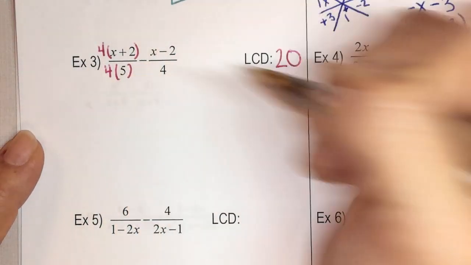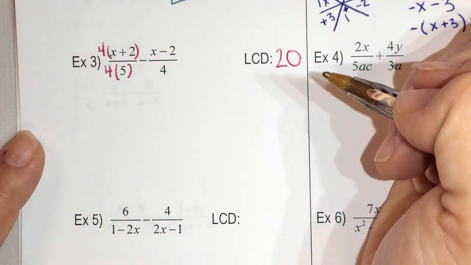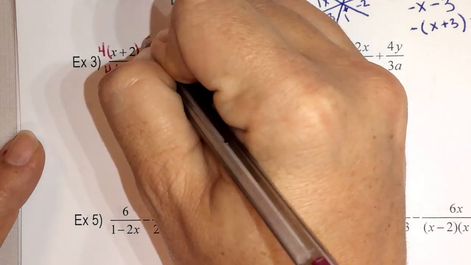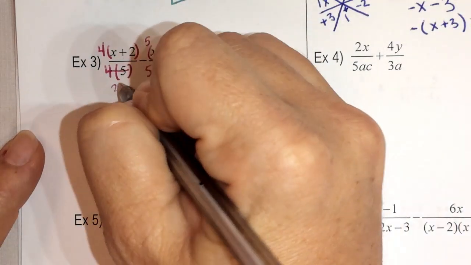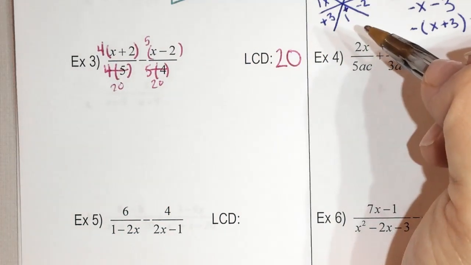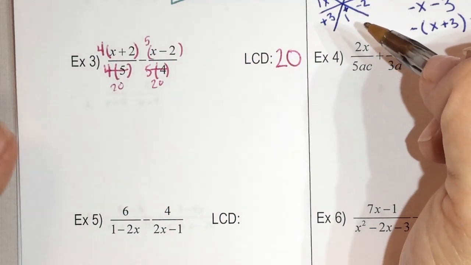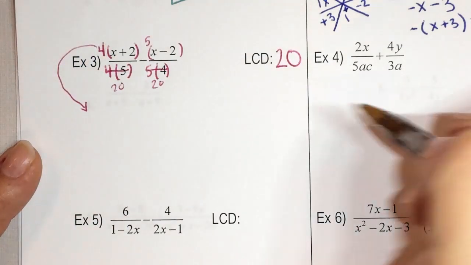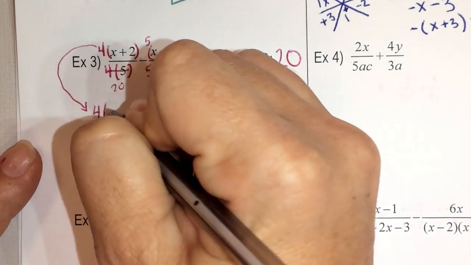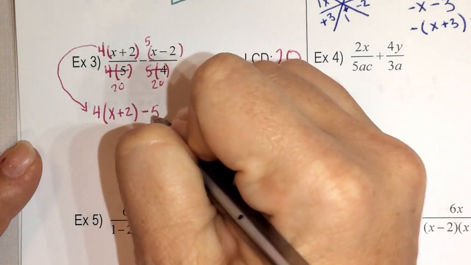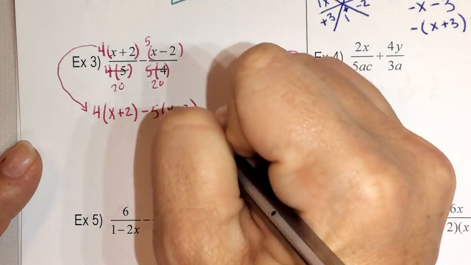What do we need to multiply this side by to create 20? 5. So times 5 times 5. Now, 4 times 5 is 20. 5 times 4 is 20. So my denominator is good. Yes? So now I'm going to focus just on my numerator. So I'm going to rewrite this and bring it down. So I have 4 parentheses x plus 2 minus 5 parentheses x minus 2.